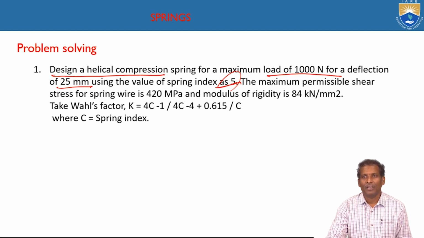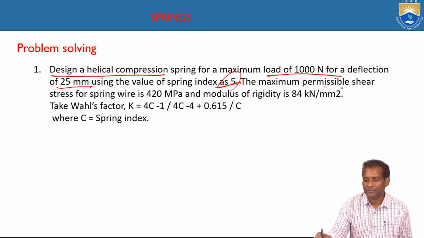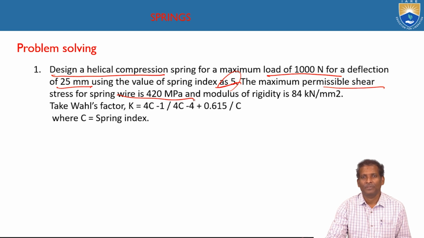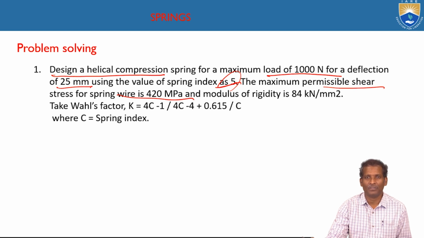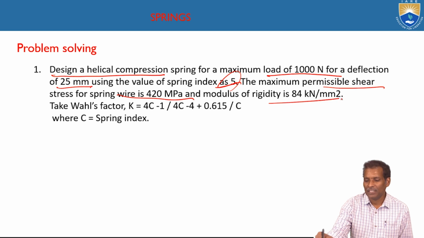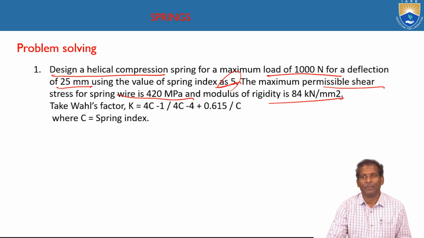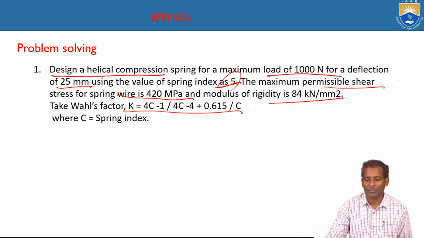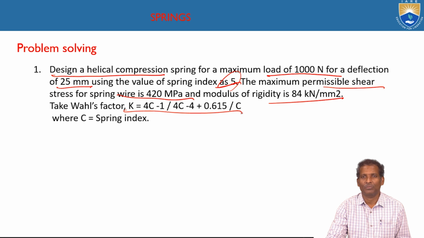Okay, we'll see. The maximum permissible shear stress for the spring wire is 420 megapascal. The maximum shear stress is given as 420 megapascal. This one also no need to calculate. The modulus of rigidity is 84 kilonewton per mm square. And the wall stress factor K is given as (4C minus 1) by (4C minus 4).